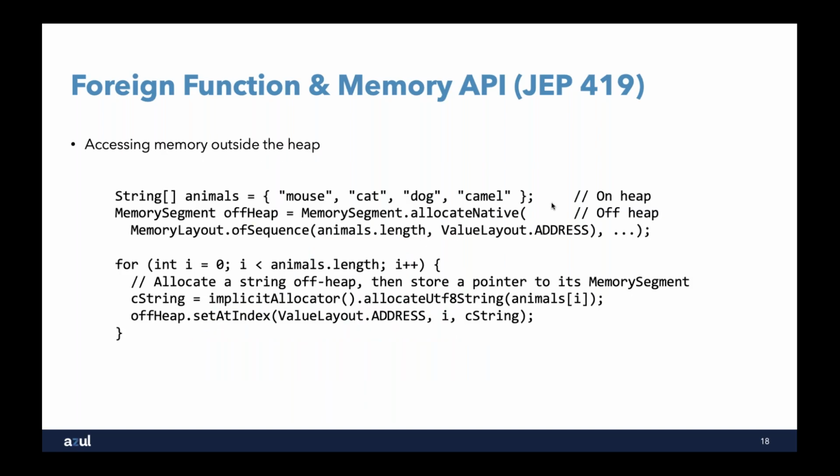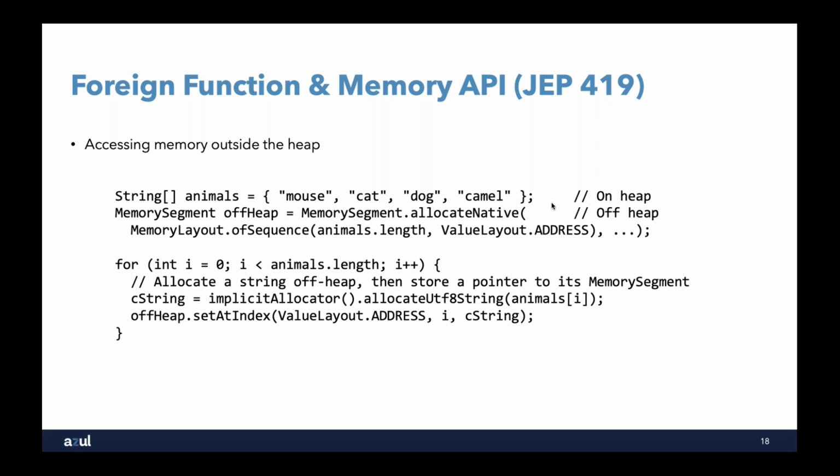Looking at the other side of things from the foreign memory API, what this is about is enabling us to access memory outside of the Java heap. Now, we can already do that to some extent if we look at things like memory mapped files, but what this is doing is saying, how about if I want to allocate some memory outside of the heap to store things which I want to use to communicate with these foreign functions?